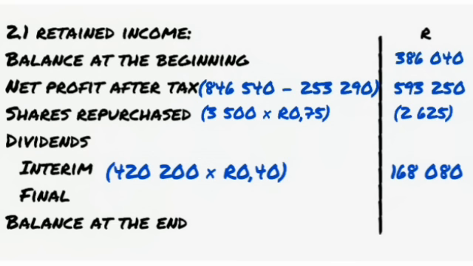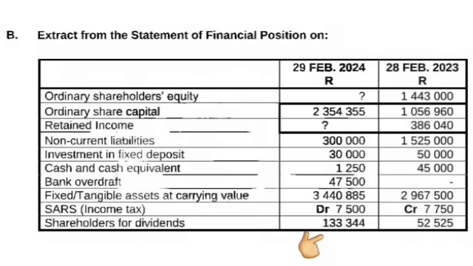Then we're also looking for a final dividend to add to our interim so that we can total our dividends. How do I find my final dividend? This is simply your shareholders for dividend at the end of this financial year. You go to your information and look for the final dividend or shareholders for dividends at 29 February 2024, and we see it there as 133,344. That is your final dividend for this year.